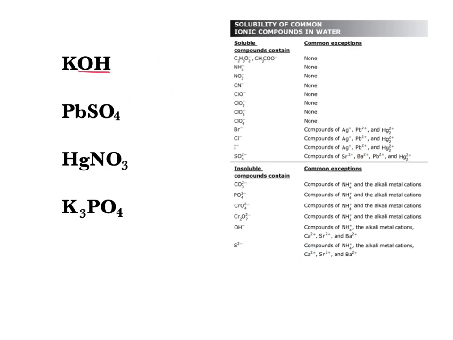So, starting with KOH, KOH would generally be insoluble, except that potassium is an alkali metal, which means it will be soluble, which means no precipitate. Alright, PbSO4. Sulfates are usually soluble, except with Pb, which means it will be insoluble, which means it will form a precipitate.